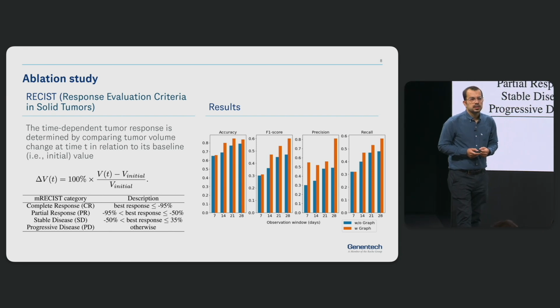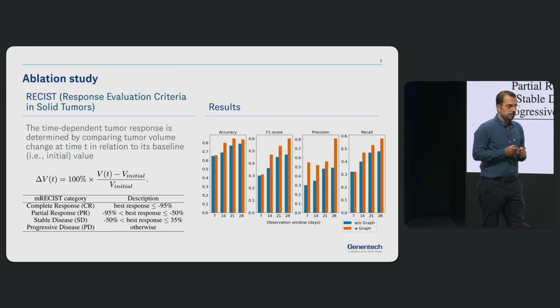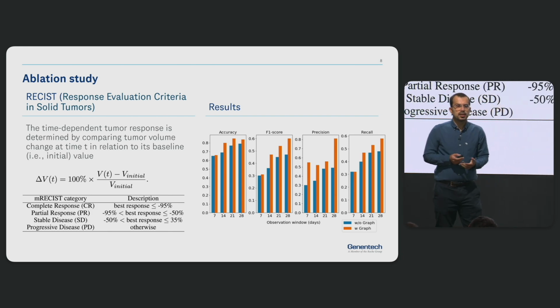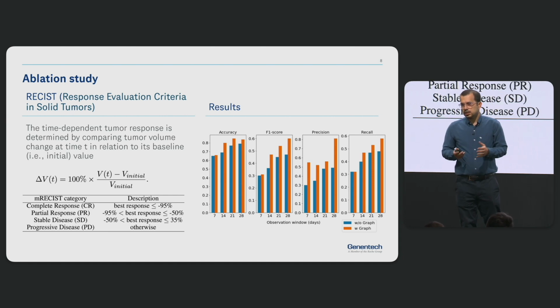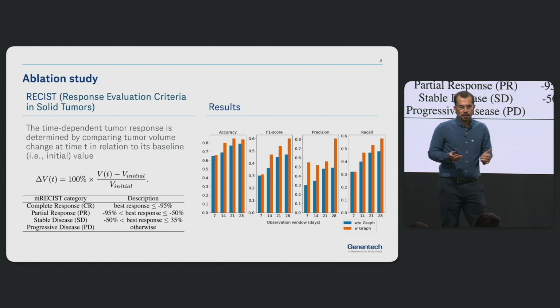One category is a complete response. It means that the patient responded to the treatment in the best possible way. Then we have partial response, we have stable disease, and we have progressive disease. So it's basically a spectrum from having the best possible response to having no response at all.